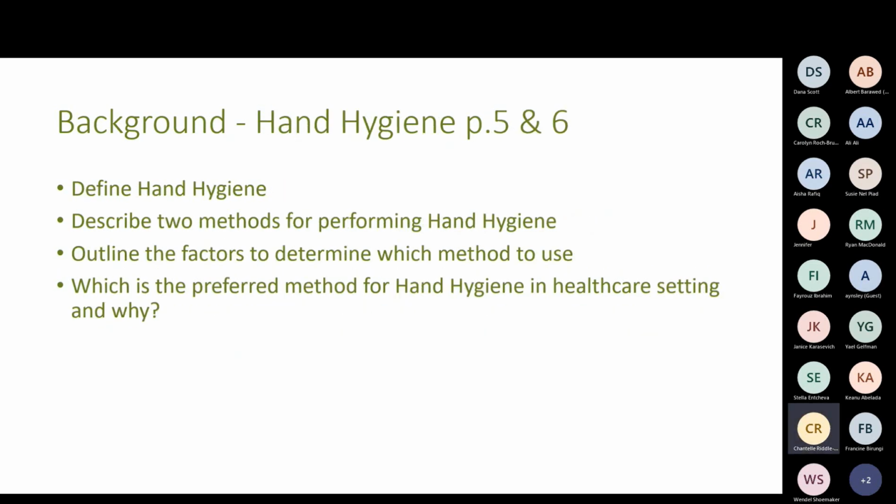Next, if you want to turn to page 5 and page 6, you want to define hand hygiene. Well, the definition of hand hygiene is cleaning your hands using either alcohol-based hand rub or liquid soap and running water. It's also a catch-all phrase that includes making sure your hands stay healthy as well as your nails, so the skin and nails of your hands stay healthy.